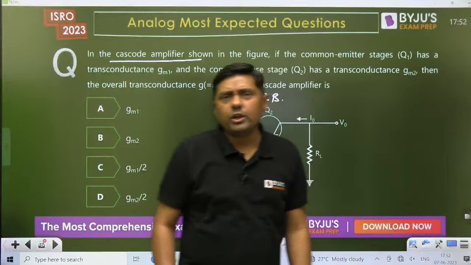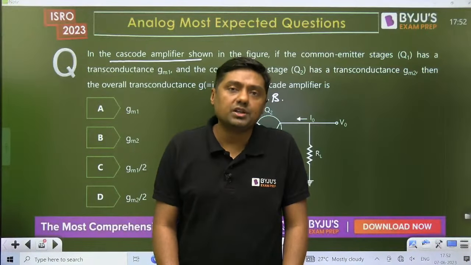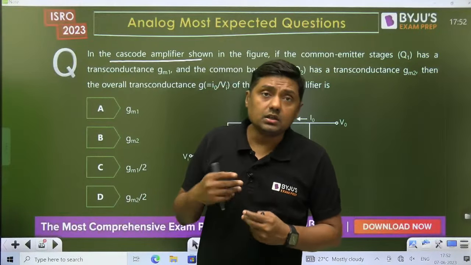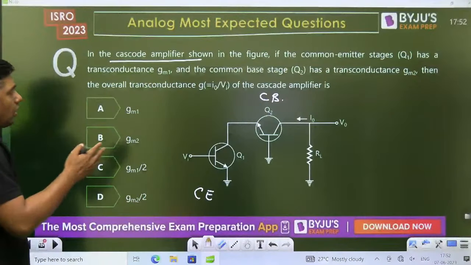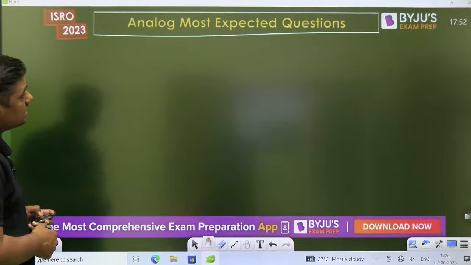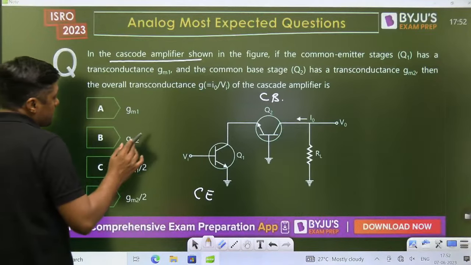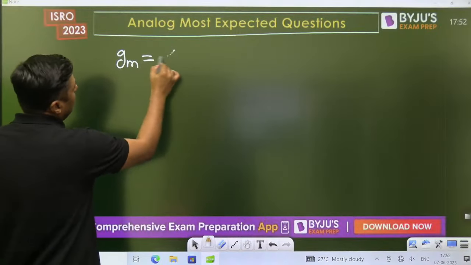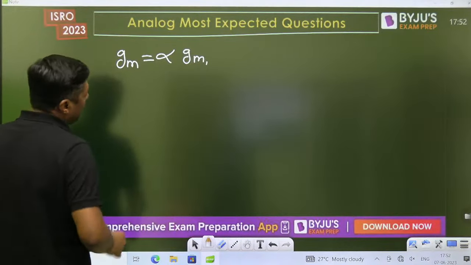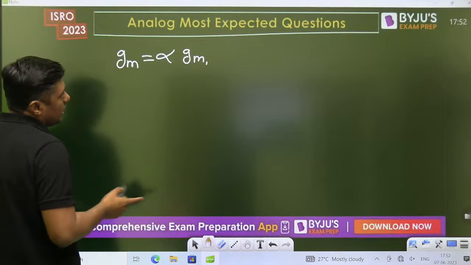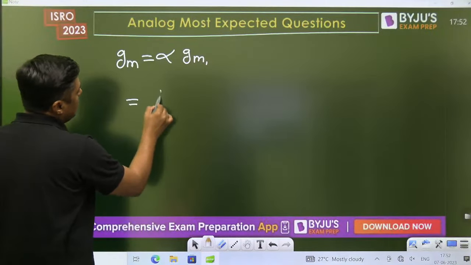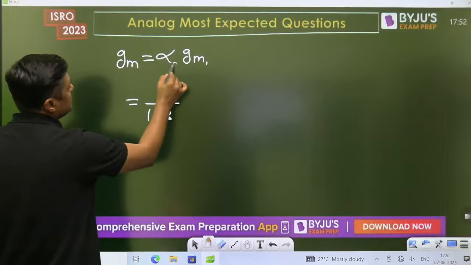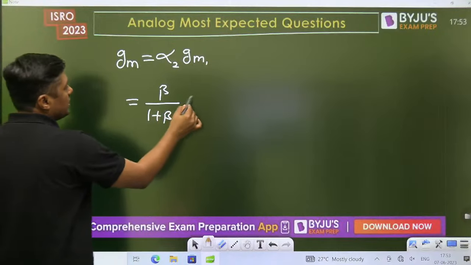Now, that is a very basic question on cascode amplifier. It is a multi-stage amplifier. It is a direct coupled amplifier. And if the overall transconductance is asked, then remember, that is given by GM is equal to alpha times GM1, where alpha is the current gain for common base. That is given by beta upon 1 plus beta. That is for the second stage. Alpha 2, beta upon 1 plus beta, GM1.